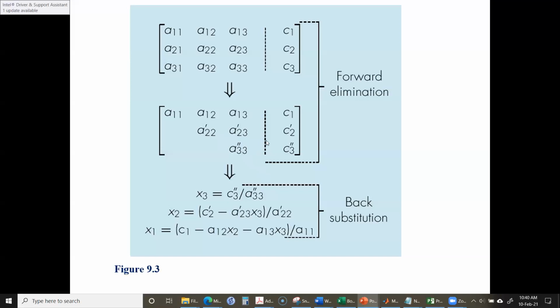So qualitatively, this method has been described here. And by back substitution, you can find these successive equations for the solution. First we will find x3, then we use the value of x3 to find the value of x2, and then we find x1 from the values of x2 and x3. So this is the back substitution.